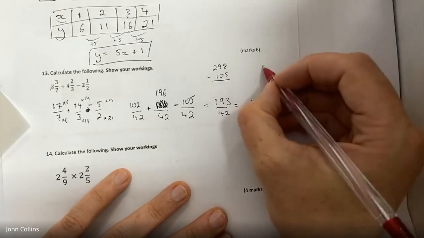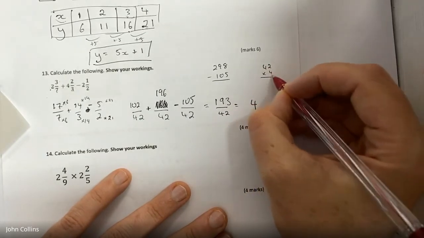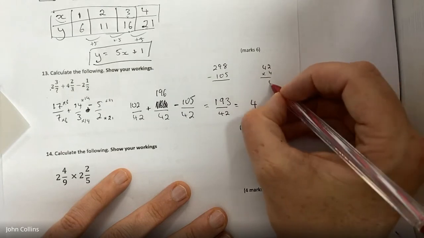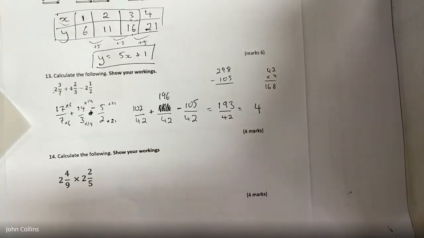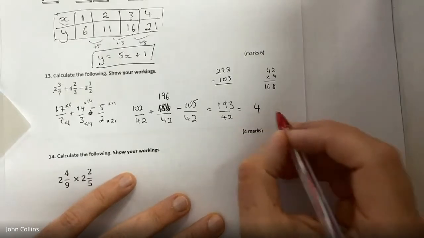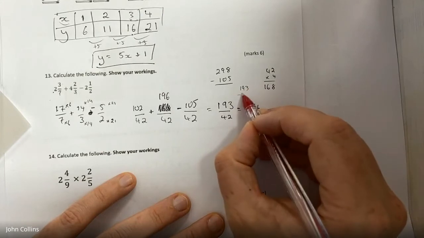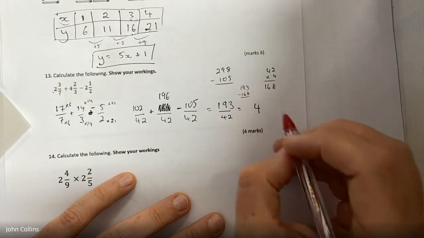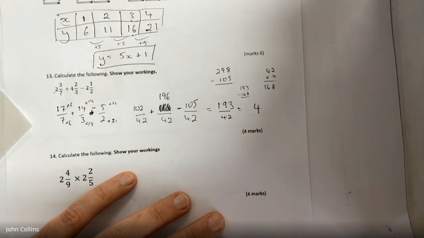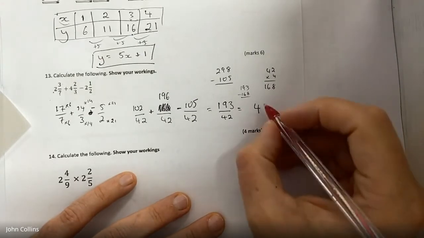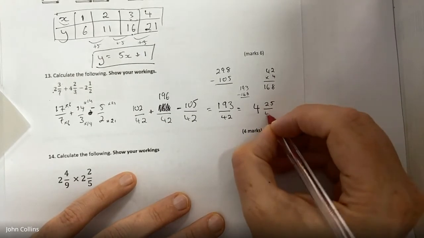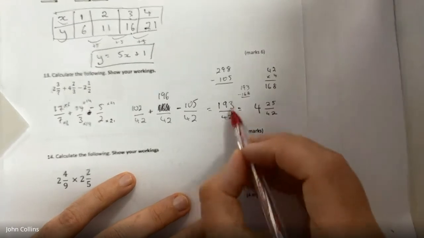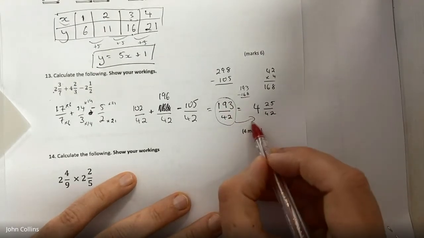This is where you can use the calculator. 42 times 4 gives 168. What's the remainder then? 193 take away 168 gives 25. For some reason I accidentally read 103 and I just messed up. I'll accept either of these answers.